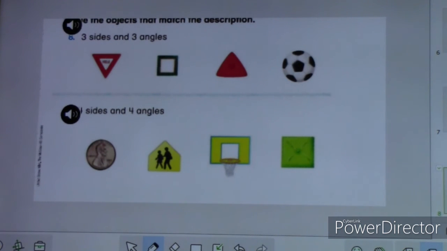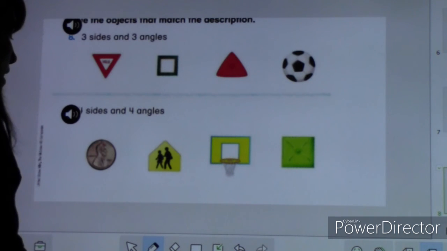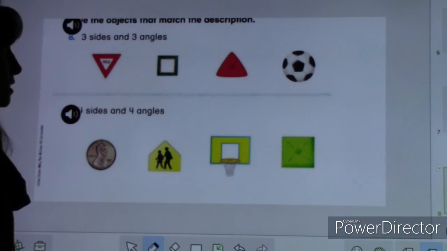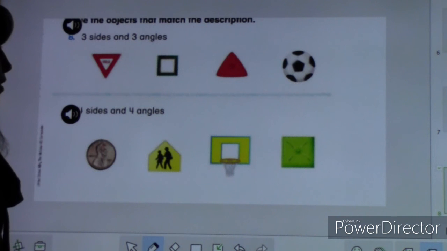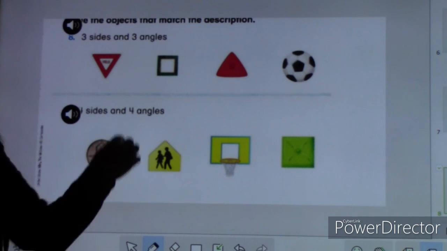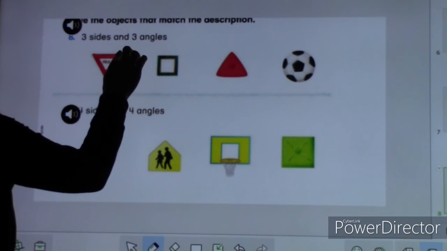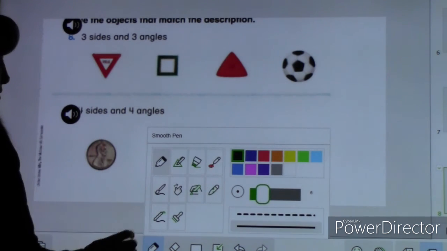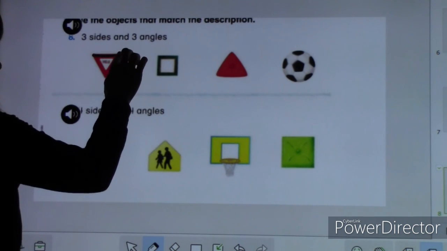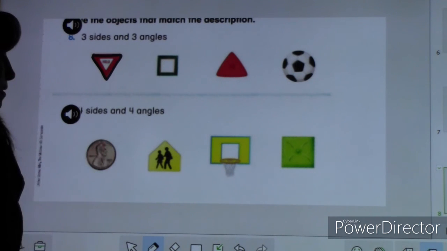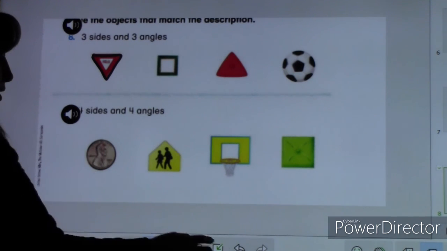The bottom of the page wants us to find the objects that match the description. So we're going to take a look at the objects and see which of them match the description. I'm looking for a shape that has 3 sides and 3 angles. Now you can either trace these shapes or you can do the lines to count them. If you choose to trace them, it's 1, I need a darker pencil, 1, 2, 3 sides. Okay, so that one would count.